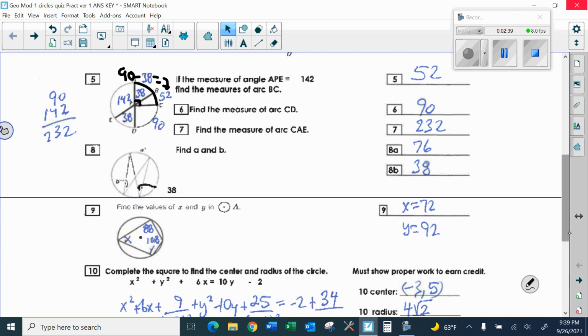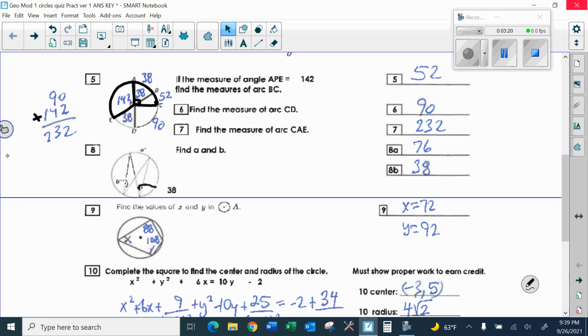Okay. Find the measure of arc CD. Well, I should be able to see, since that's a semicircle and that top half is 90, this bottom half must be 90. And the central angle equals its arc measure, and vice versa. So that's 90. Find the measure of arc CAE. Okay, so now I have this filled in. I start from C, go through A, and end at E. So I have to add up all of that. Well, here I have 90 plus that 142 right there. So 90 plus 142 is 232.